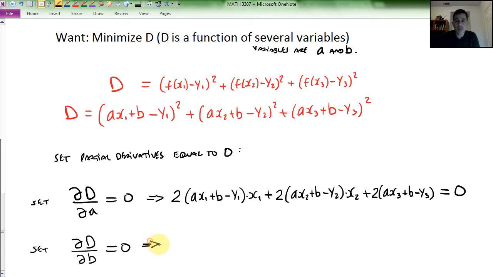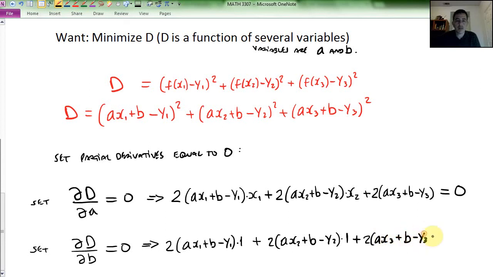Let's see what happens. Bring the 2 down. Now the derivative of that expression with respect to b, now b is the variable. The derivative of b with respect to b is just 1, right? So times 1. And then it will be a similar process here: ax3 plus b minus y3 times 1 equals 0.